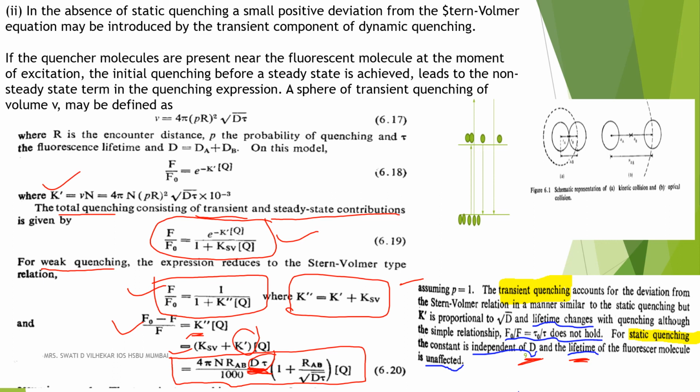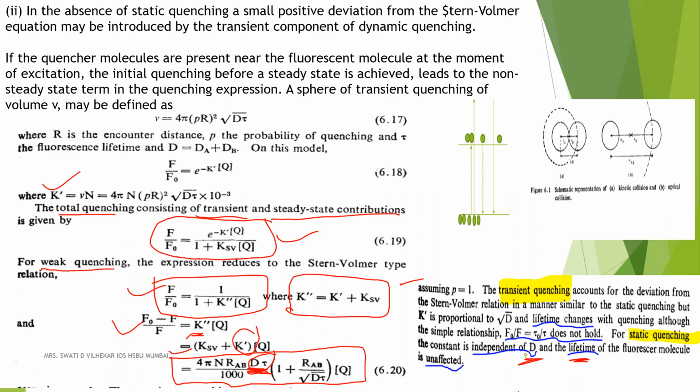Just watch the video twice so as to learn the concepts very easily. There are only three things to be learned: what is the Stern-Volmer equation and what are the deviations. The Stern-Volmer equation is phi f naught divided by phi f equals 1 plus KSV times Q, and this is the expression which gives some deviation because of some components. If static quenching is present, or if dynamic quenching is present, what are the deviations? Those have to be given only. And this is the only thing.